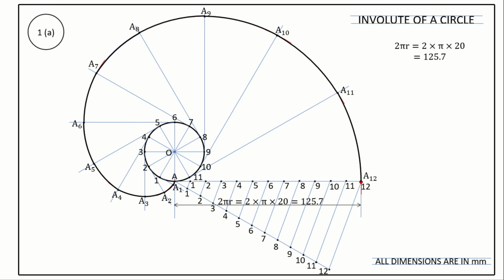The second part is to draw normal and tangent to any point P on the curve. So, locate a point P on the curve. I have located the point P between the points A10 and A11 on the curve. So, to this point P, we have to draw the tangent and normal. The procedure is join center point of circle O and point P by a straight line.